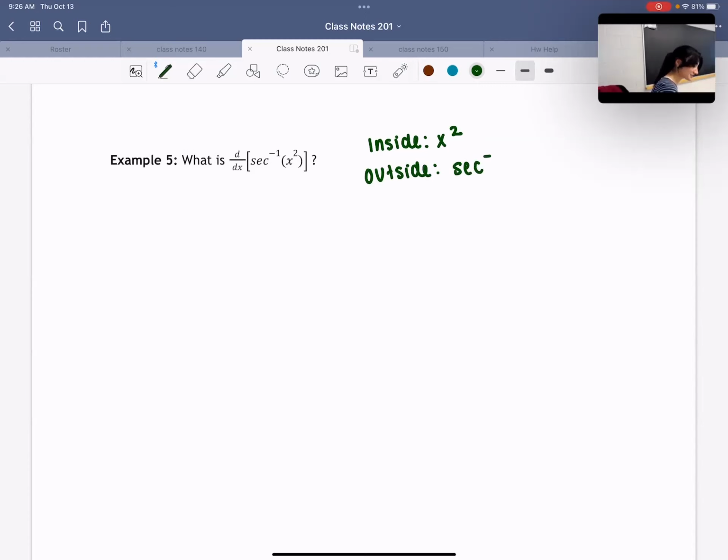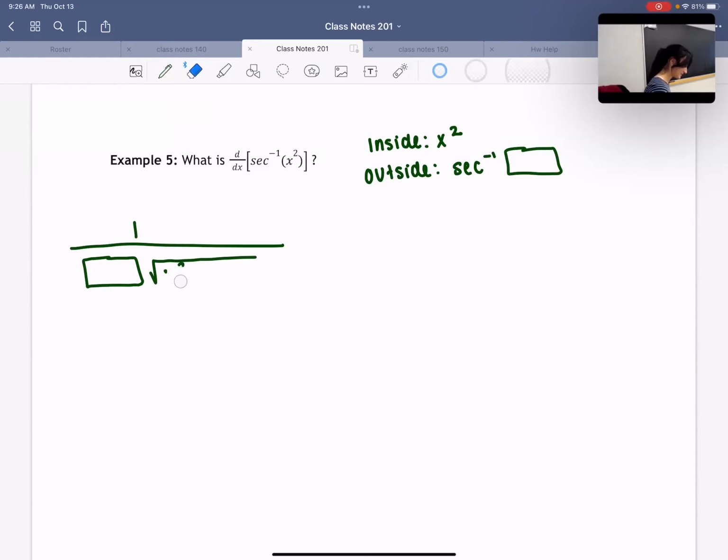Secant inverse, good. Okay, so when we do this, we want to find the derivative of the outside. What is the derivative of inverse secant of box? 1 over... Not x, but box. Square root of x squared, or not x. That's also box. Yeah, that's why I put this in there. It's a little bit tricky, right?